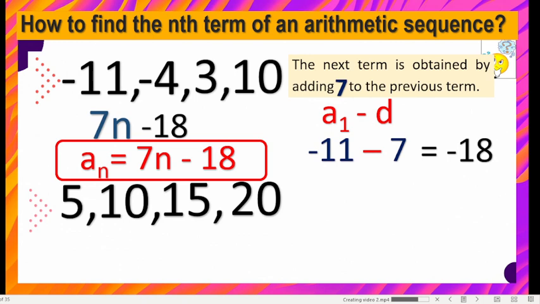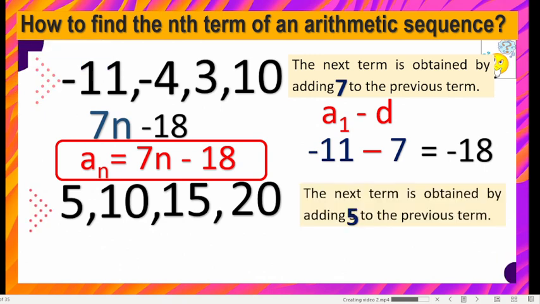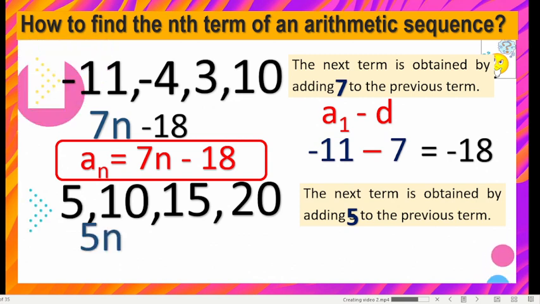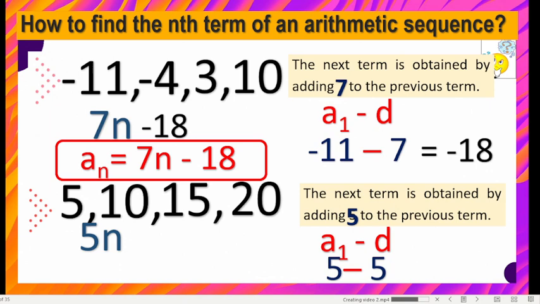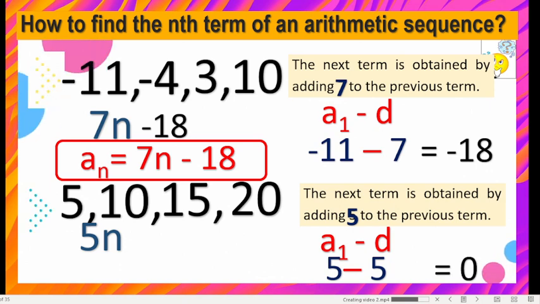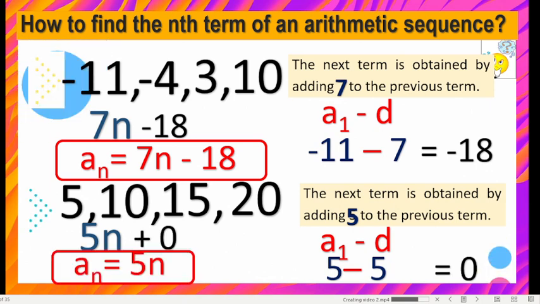Another example, if we have 5, 10, 15, 20. So, you still remember that our nth term from the previous example is a sub n equals 5n. Now, again, the next term is obtained by adding 5 to the previous term. Hence, the common difference here is positive 5. So, just affix 5 to n. So, we have 5n. And then, using first term minus the common difference, we will have 5 minus 5, which is 0. Hence, the nth term of this particular arithmetic sequence is a sub n equals 5n.